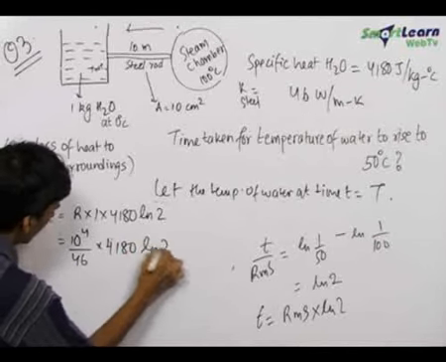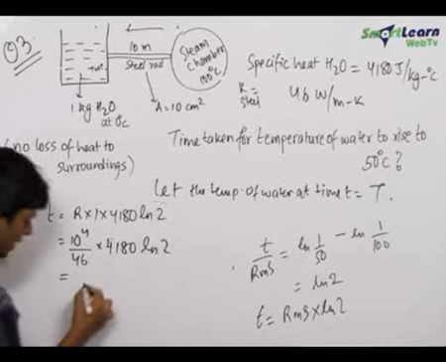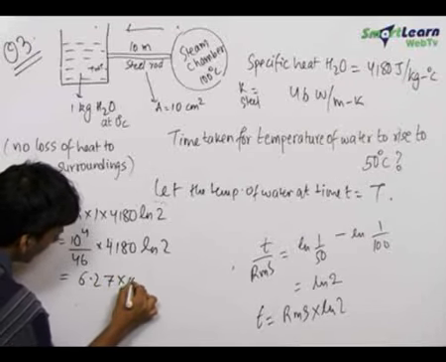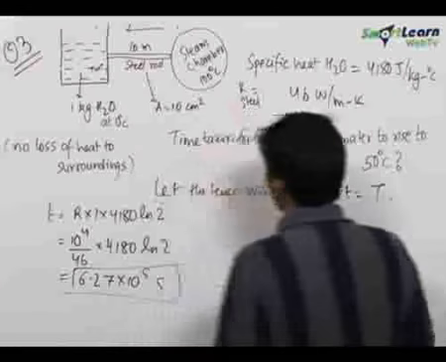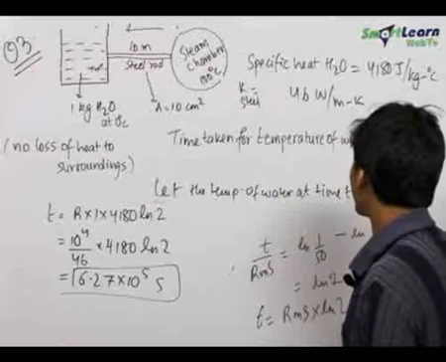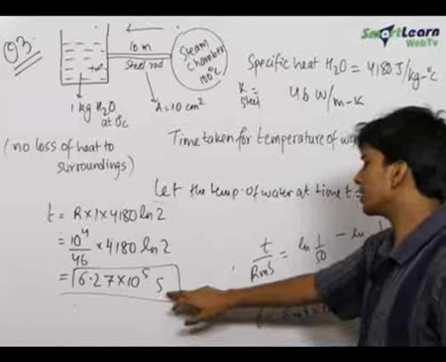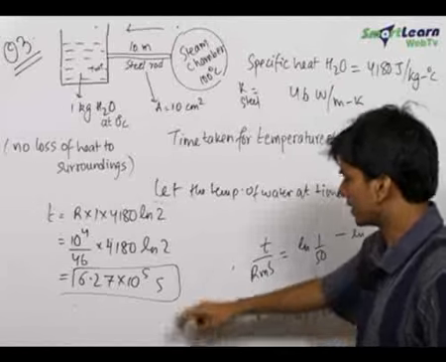Multiply this by 4180 ln 2 to get our final answer as 6.27 into 10 raised to 5 seconds. So the final answer for the time taken for the temperature of water to rise to 50 degrees Celsius comes out to be 6.27 into 10 raised to 5 seconds.